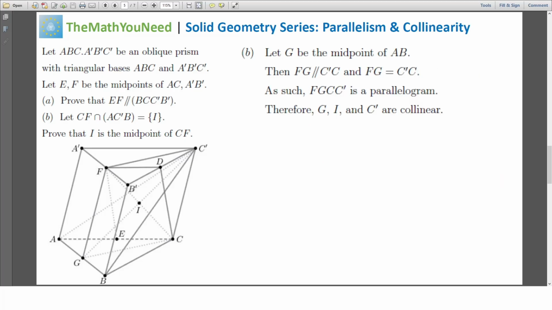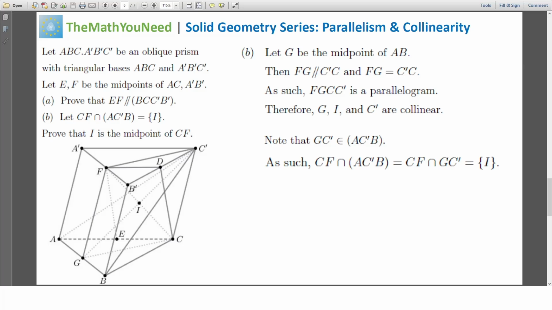Moving on to part B. Let G be the midpoint of AB. Then FG is parallel to C prime C, and FG is equal to C prime C. As such, FG C prime is a parallelogram. Therefore, G, I, and C prime are collinear.